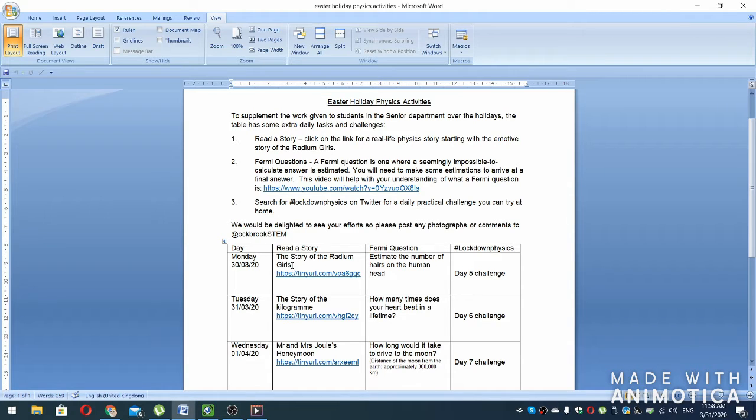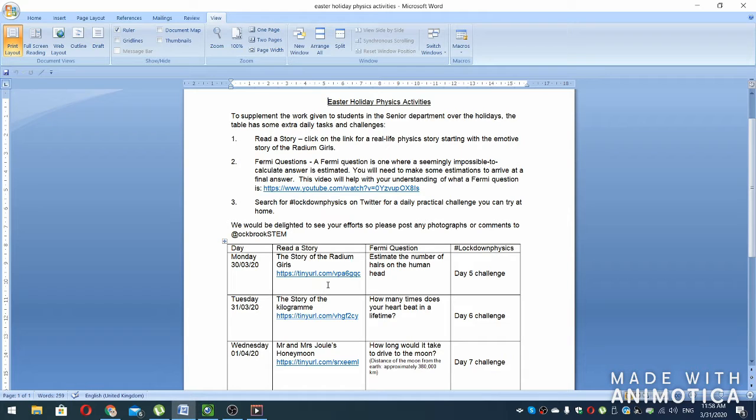And I just wanted to run through what these 3 activities are. And the first one is read a story. So all of these links will take you to a physics related story, and the first one is a very sad story about the story of the radium girls, which year 9 physics students have studied this year whilst they've been studying radioactivity.